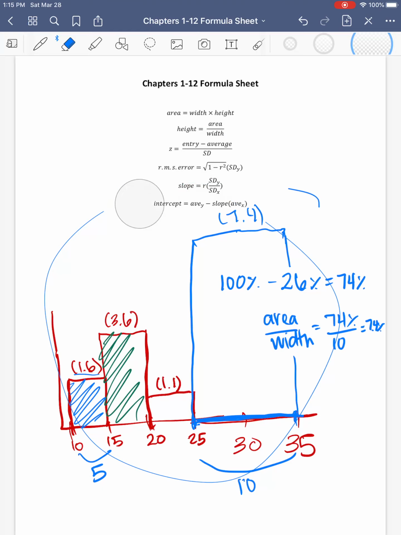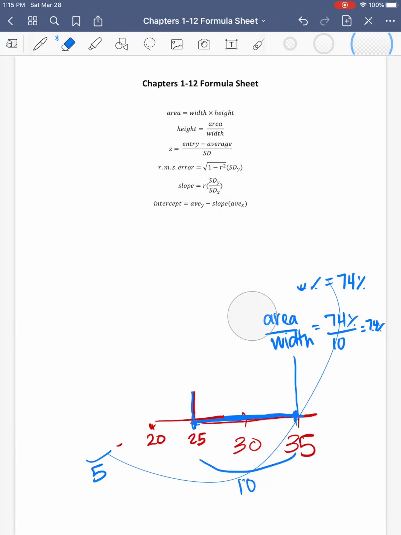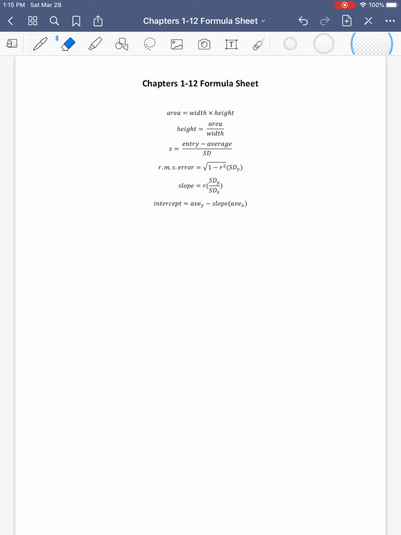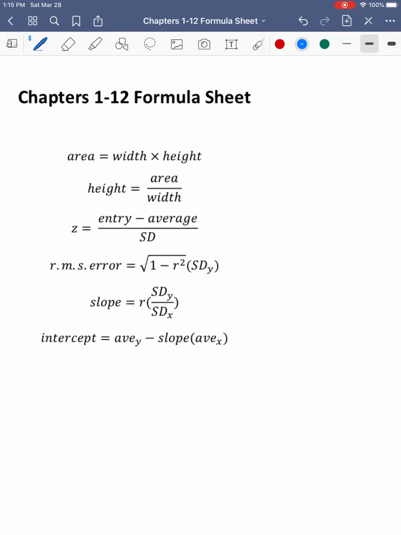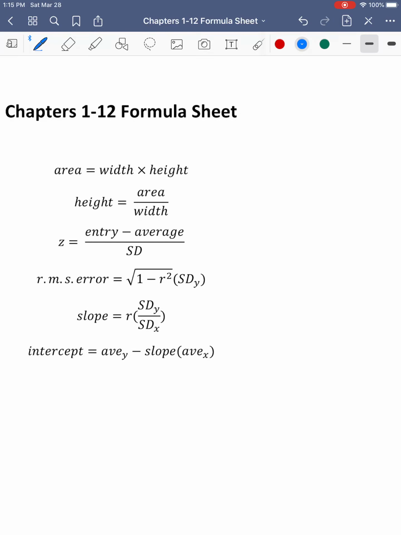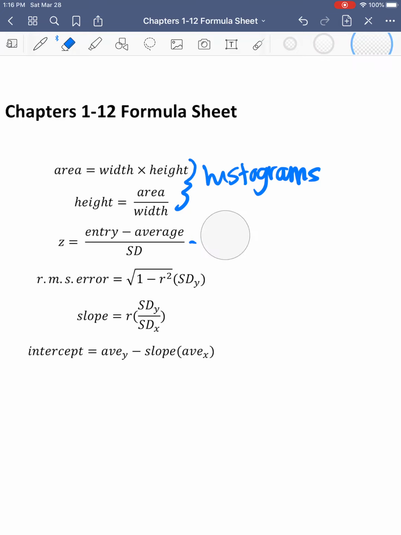So let me erase all this. Okay, we've covered these dealing with histograms. I guess I should not have erased those or that info. The next is Z. Okay, Z is called the Z-score.